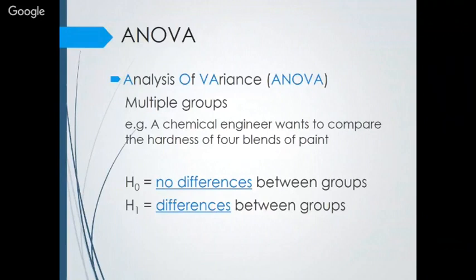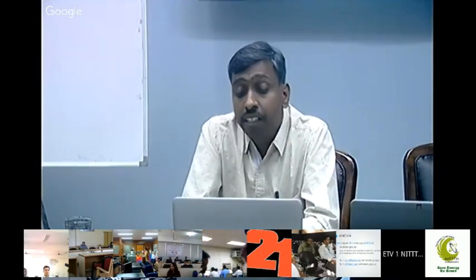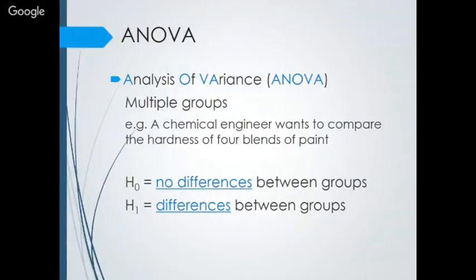Okay, next is ANOVA. ANOVA is the short form of analysis of variance. The use of ANOVA is to check whether more than two groups are unique or not. This is the main thing. For example, a chemical engineer, or a paint company, wants to compare the hardness of four blends of paints.